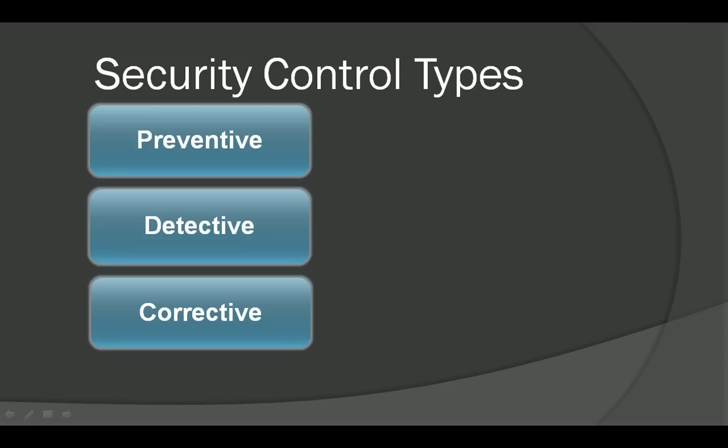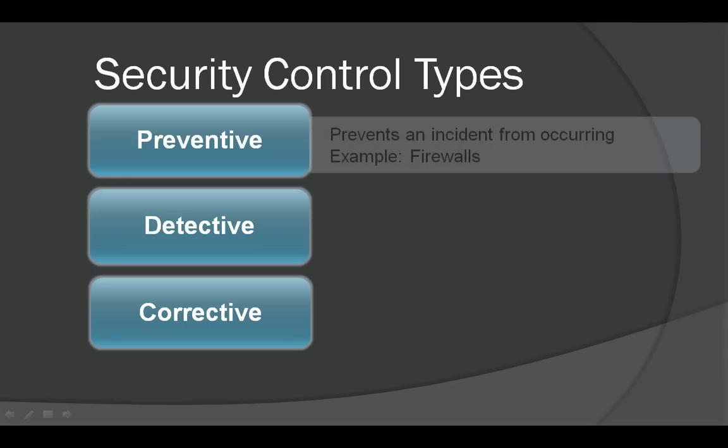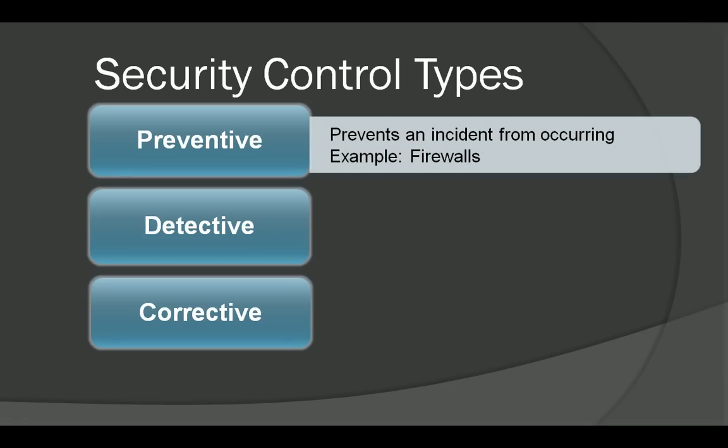There are three types of security controls, whether they're physical, procedural, or technical. All of them can fall into one of these three types. It could be a preventive control, a detective control, or a corrective control. So a preventive control is something that prevents something from happening. And you and I are probably most familiar with a firewall as being a preventive control. Or an antivirus is a preventive control. It prevents your computer from getting infiltrated by a virus. A firewall prevents people from breaking into your network.